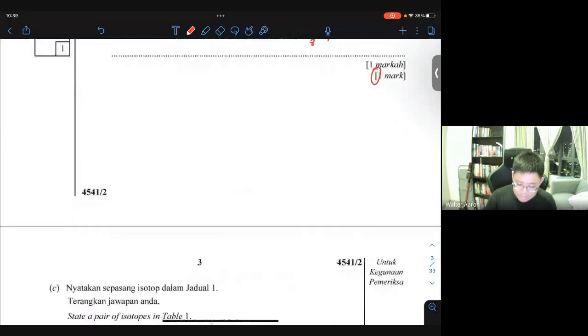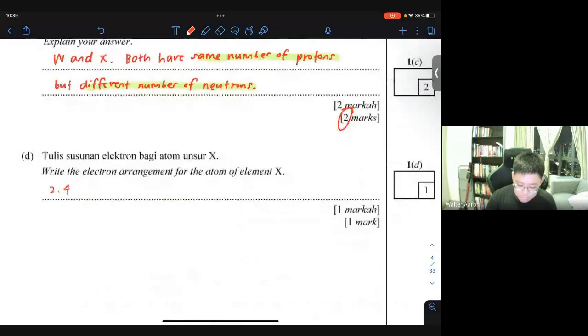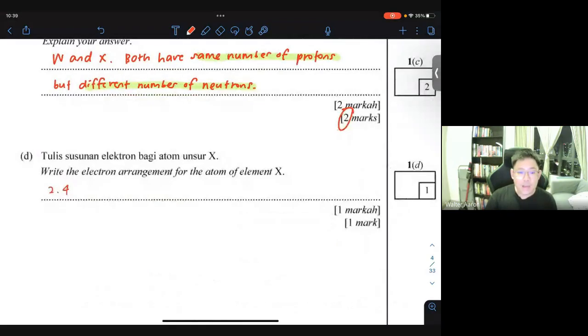Okay, so if X has 6 electrons, if you were to arrange them in different shells, technically speaking, the first shell can only fit 2 maximum, right? And the second shell can fit 8, and then so on, 8, 8, 8, 8. So since X has only 6 electrons, then the arrangement will be 2, 4. Answer that correctly, you should be able to get 1 mark.